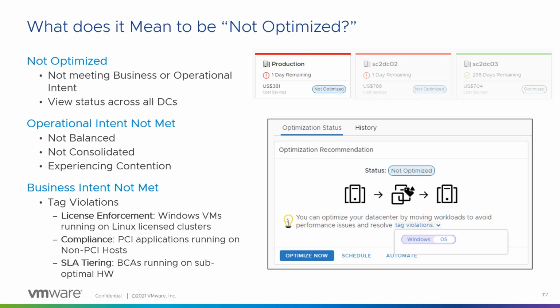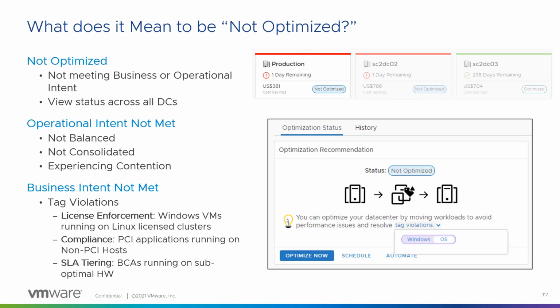If it's a business intent problem, it means that you've placed or someone has placed a VM or set of VMs in a place where they're not supposed to be. They're improperly tagged. I've put non-PCI workloads on a PCI environment, or even worse, I've put PCI workloads on a non-PCI environment, right? Or maybe somebody has placed a whole bunch of Microsoft VMs on a non-Microsoft licensed environment. Those are all really good examples.